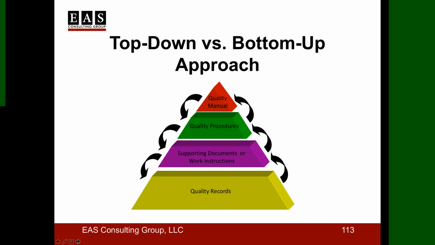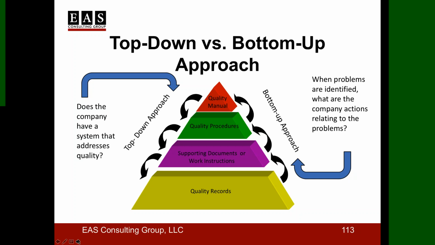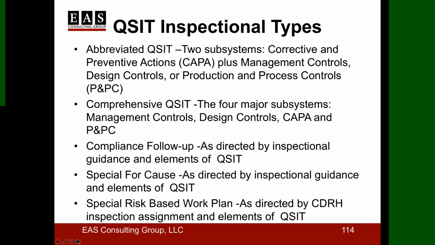They're not going to deep dive unless there is a problem. And they may turn the 11 records into 157 records if there is a systematic problem. Again, it's a top-down approach, looking at the quality manual, quality procedures, SOPs, work instructions, records. And then if they do have problems, you're going to work backwards. So that's basically what QSIT is.